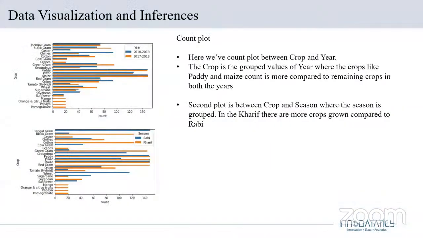Next. So the first plot is between crop and year. Here we are considering the years 2017-2018 and 2018-2019. Here the crop is grouped by values of year, and the main crops like paddy and maize count is more compared to the remaining crops in both the years. And the second plot is between crop and season. The main seasons we are considering are Kharif and Rabi season. In the Kharif season, there are more crops grown compared to the Rabi. Next.